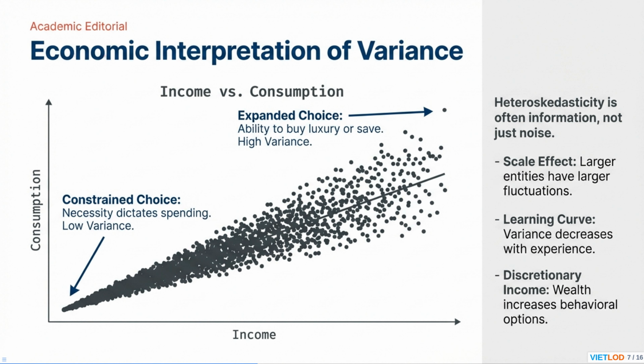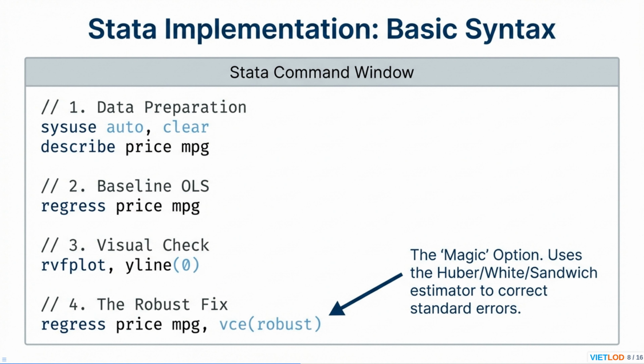This fan-shaped pattern reflects three core economic principles: the scale effect, where larger entities exhibit larger fluctuations; the learning curve, where experience brings more consistent outcomes; and discretionary income, which multiplies behavioral options. By understanding that variance is information, not just noise, we can derive much richer interpretations from our economic models.